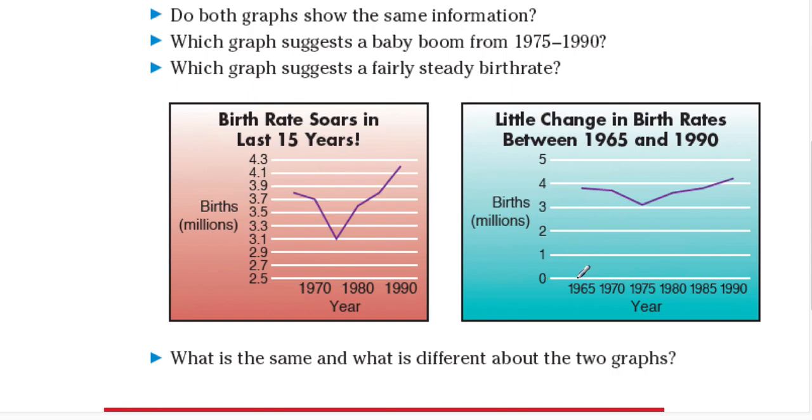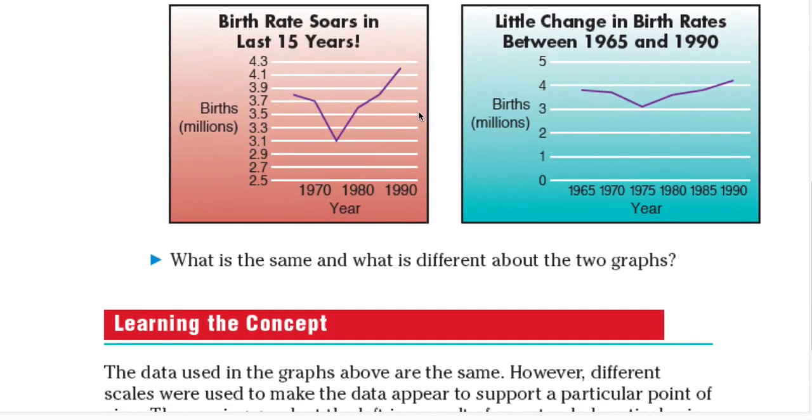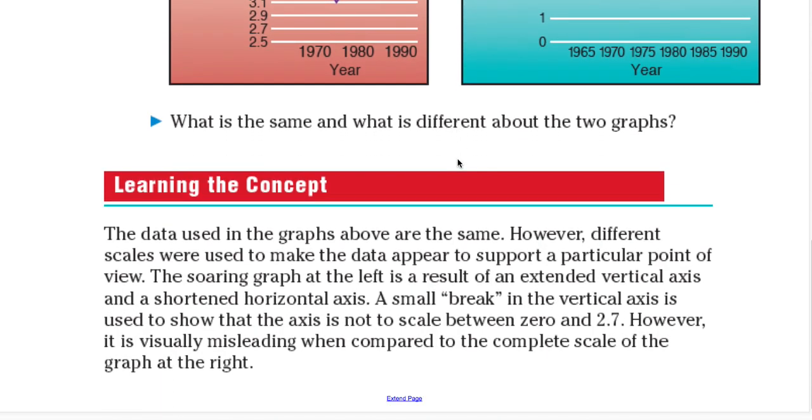Look at the years on the horizontal axis in the graph on the right: 1965, 70, 75. Smaller intervals, and larger intervals on the left graph. By just looking at those two graphs, we know right away which graph can be misleading. The data used in the graphs above are the same. We answered that. However, different scales were used to make the data appear to support a particular point of view.